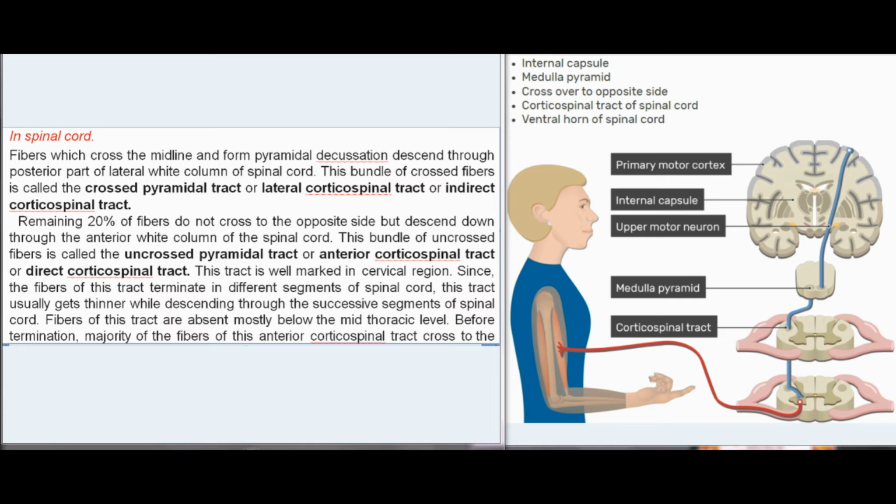Since the fibers of this tract terminate in different segments of spinal cord, this tract usually gets thinner while descending through the successive segments of spinal cord. Fibers of this tract are absent mostly below the mid-thoracic level. Before termination, majority of the fibers of this anterior corticospinal tract cross to the opposite side at different levels of spinal cord.